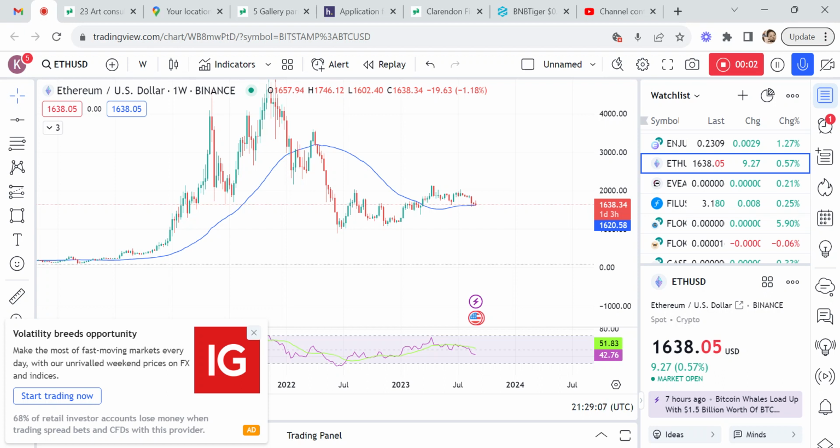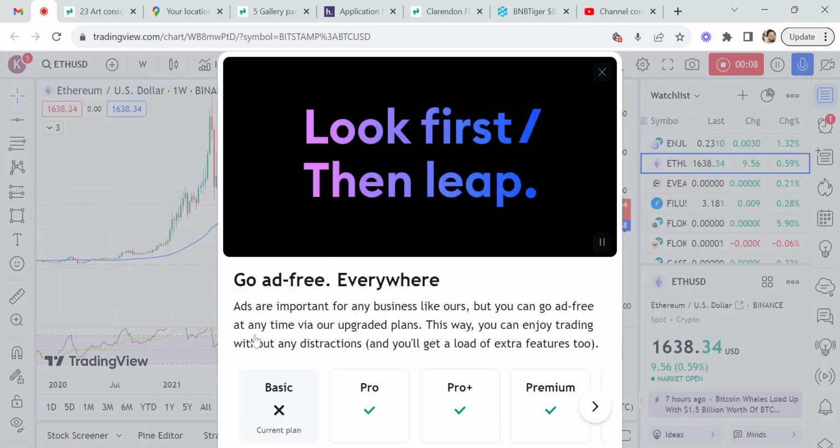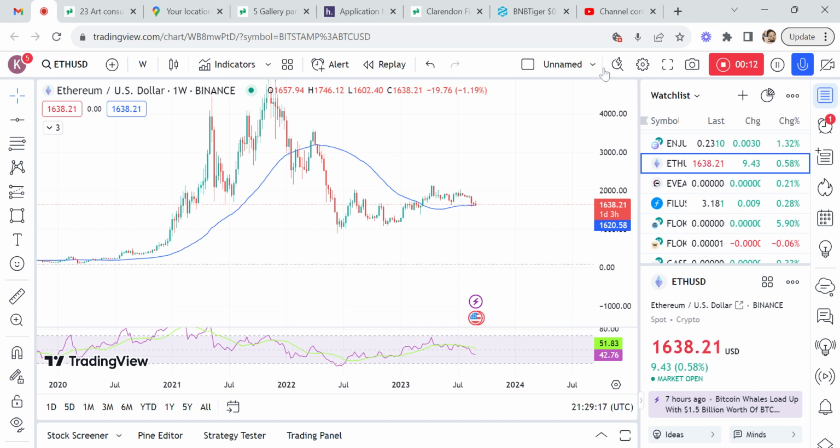Yes, hello guys. Today we are going to have our analysis on Ethereum. From all indications, I think Ethereum is coming all the way down. Ethereum has a lot of room down. So let's find out where Ethereum is likely to crash to.